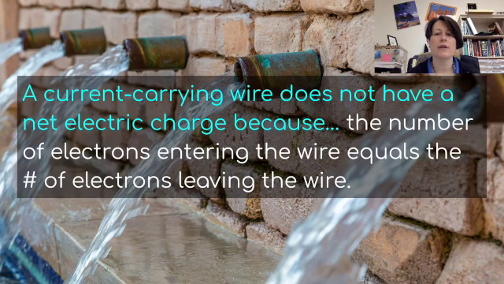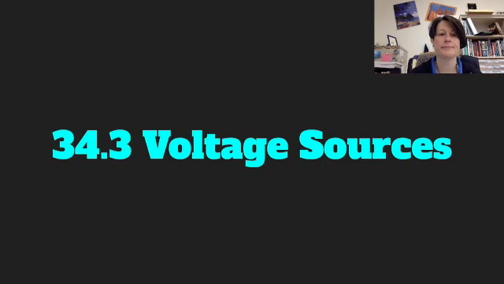And a current carrying wire does not have a net electric charge because the number of electrons entering the wire equals the number of electrons leaving the wire. The protons are relatively fixed in the wire. It is only the electrons that are moving, and there are equal numbers entering and leaving. So the wire is neutral. The wire itself does not become negatively or positively charged.